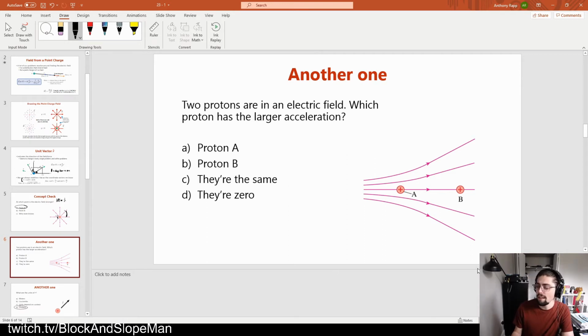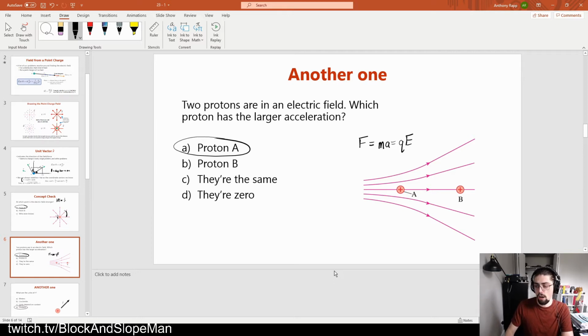Here, it is going to be proton A again, right? I promise I'm not just answering A for every single one of these, but it is going to be proton A for this one, and let's see why. We're looking for the greater acceleration. Acceleration, as it's going to show up, is probably best from F is equal to ma. A larger force would mean a larger acceleration. The force determined by Q times E. We know that they're both protons, so they both share the same mass. They both share the same charge.